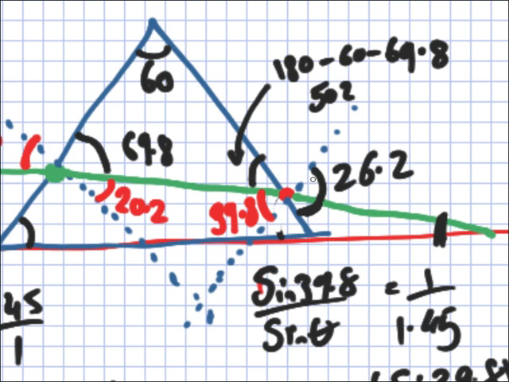Because the total here is 90, isn't it? So in here, that's 90 minus 26.2. So what is that, please, Siva, if you don't mind? 90 minus 26.2 is 63.8. Now we actually also know this angle here, don't we? Because how much is this angle? That's 60. Yeah? So how much is this one?